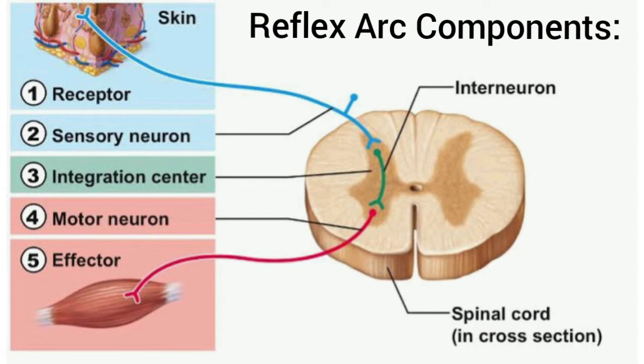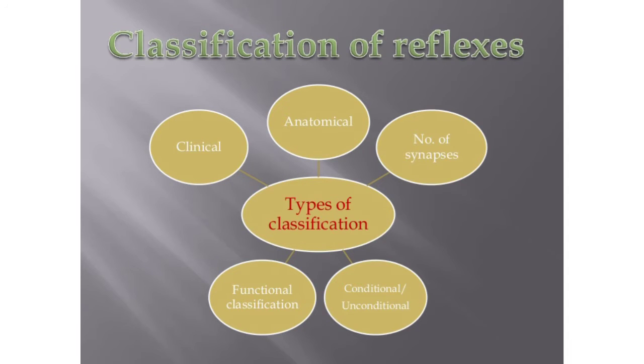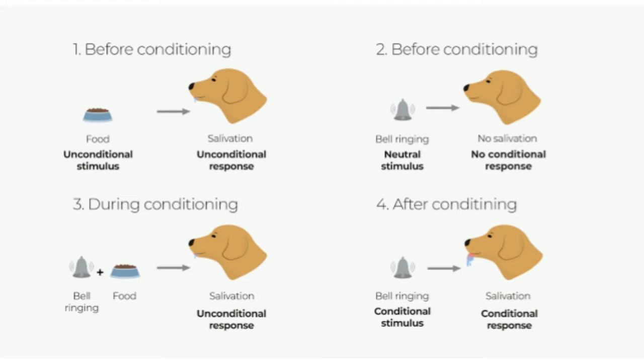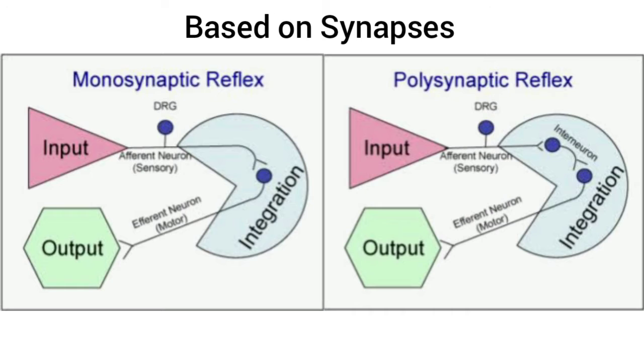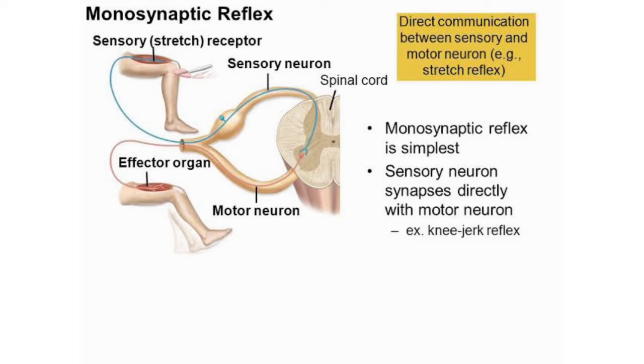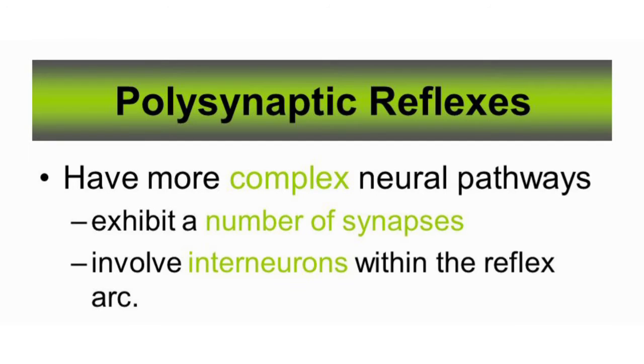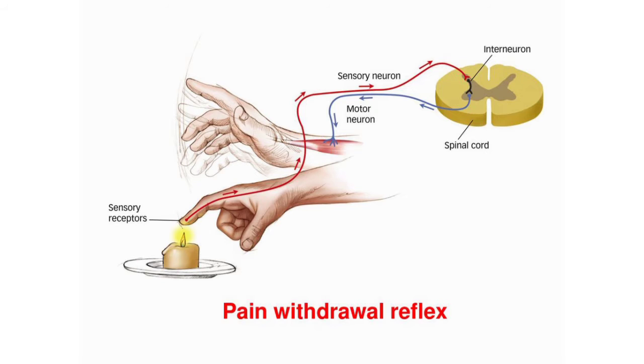and the effector organ. Classification of reflexes based on inborn or acquired. They are unconditioned and conditioned reflex. Inborn is unconditioned and acquired is conditioned reflex. Based on synapse, they are monosynaptic reflex and polysynaptic reflex. In monosynaptic reflex, they have a single synapse in their reflex arc. Example, stretch reflex is monosynaptic reflex. And polysynaptic reflex, they have more than one synapse in their reflex arc. Example, flexor reflexes or withdrawal reflexes.